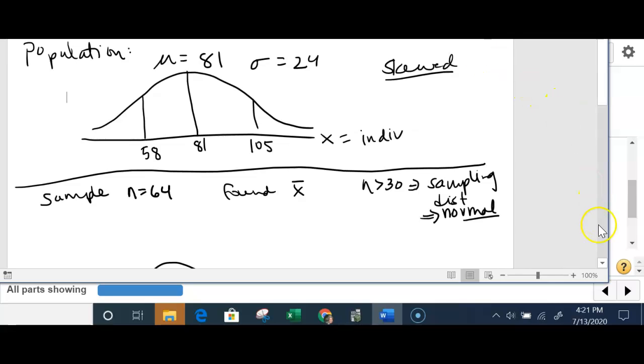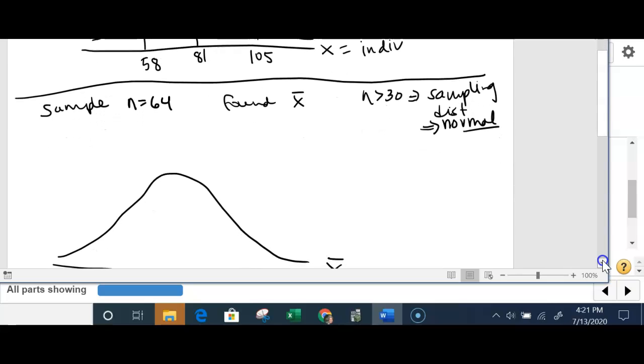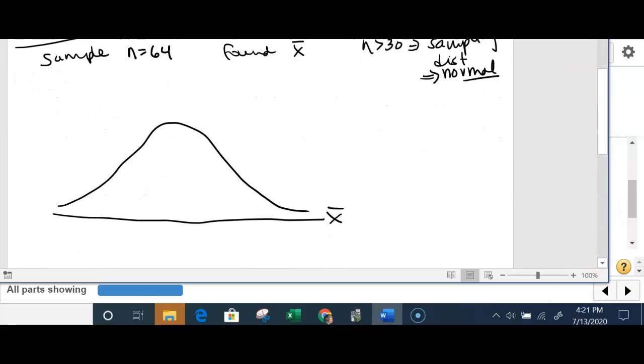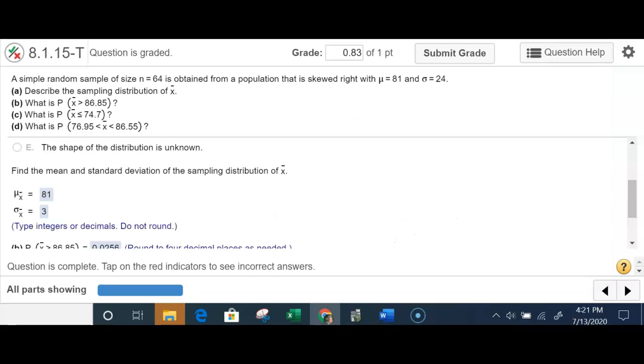And then we're going to get a distribution of sample means. So it's going to be a sample mean of 64 individuals, whatever the individual is. Okay, so my mean of my sample means is going to be the mean of the population, which was 81. I'm sure I had that number right. Yep, good.